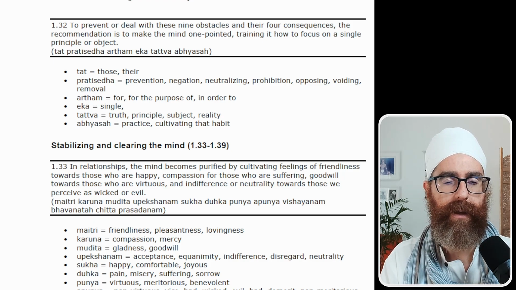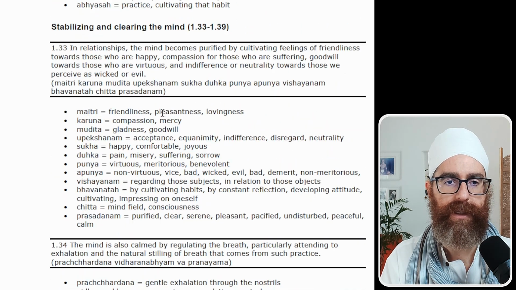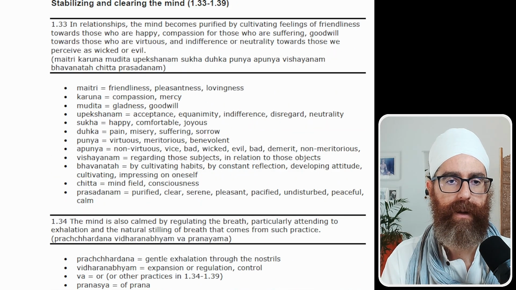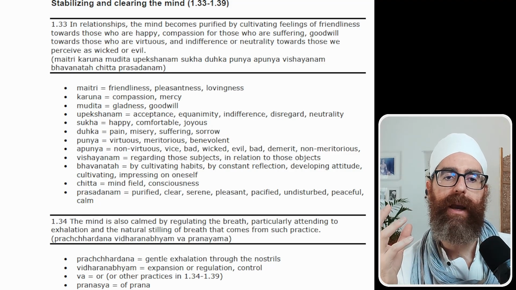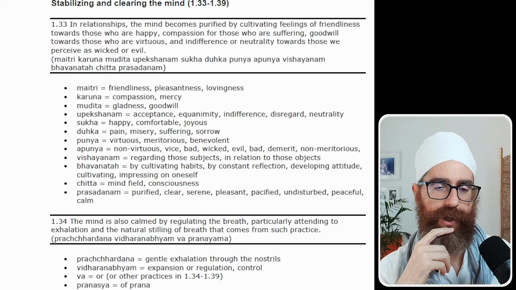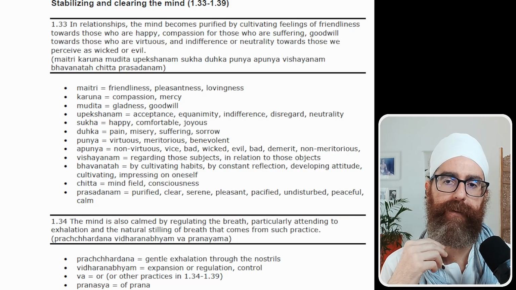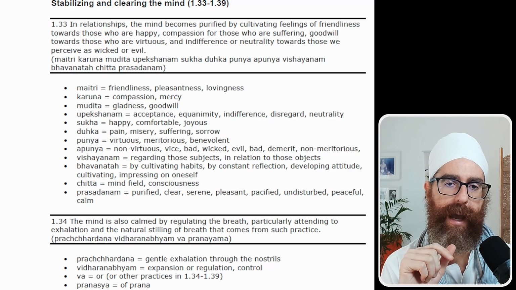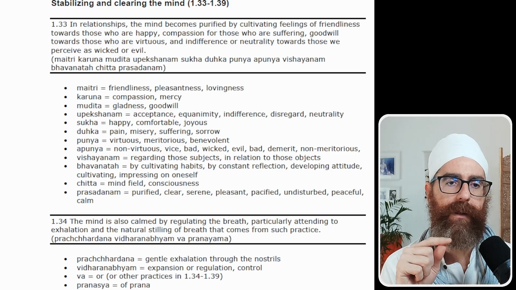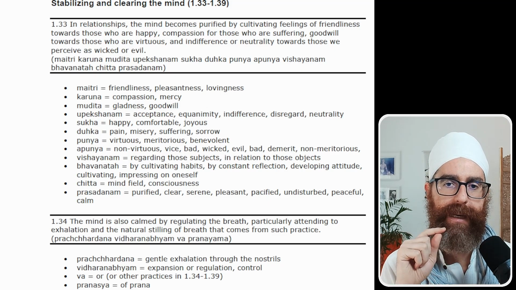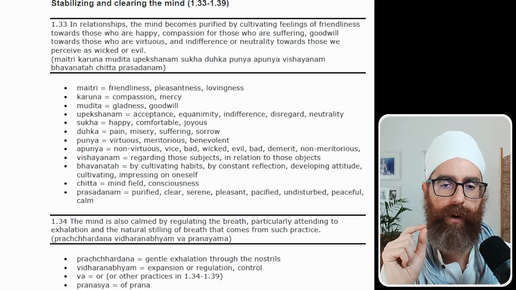So let me go to 1.33, a little bit more in the center of the screen. He's going to say, all right, let's see now what kind of mental attitude we should have in relationships. In relationships, the mind becomes purified by cultivating feelings of friendliness towards those who are happy, compassion towards those who are suffering, goodwill towards those who are virtuous, and indifference or neutrality towards those whom we perceive as wicked or evil.